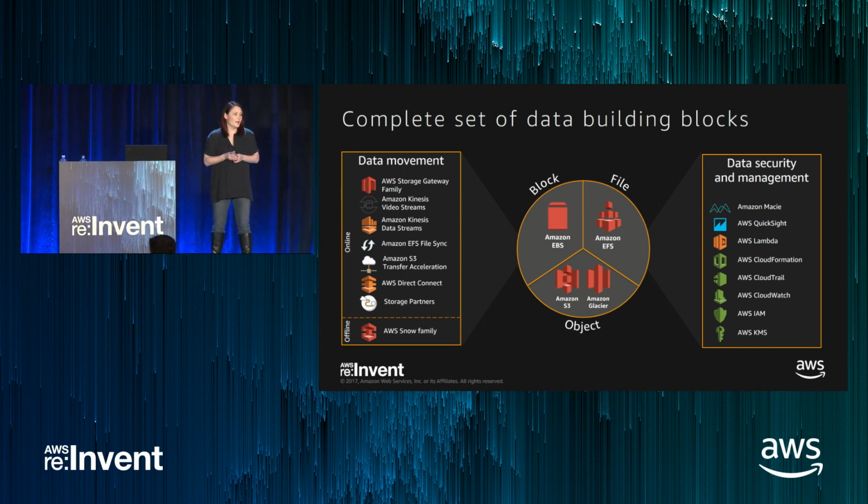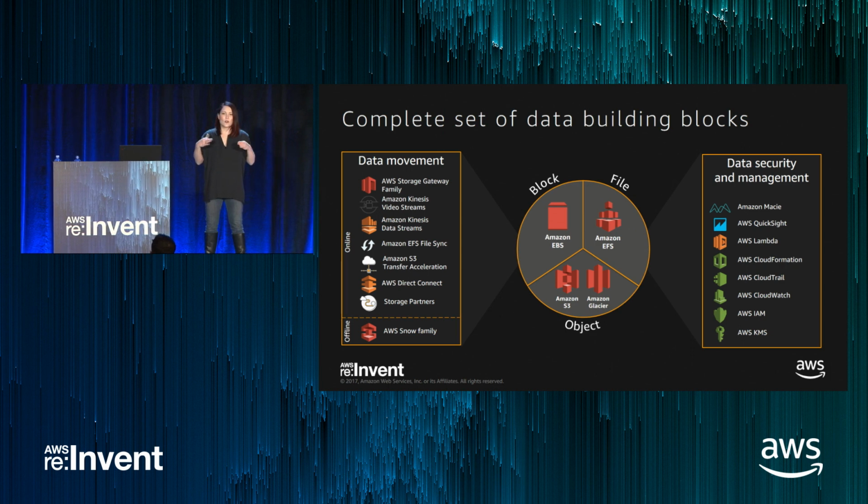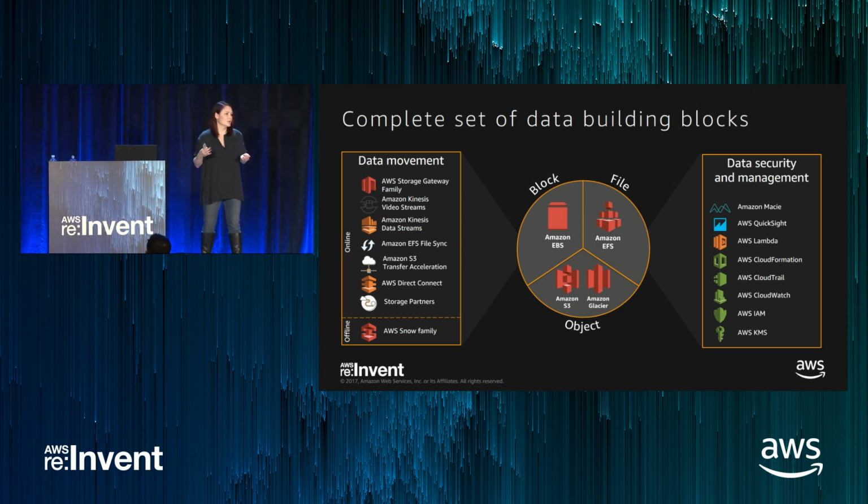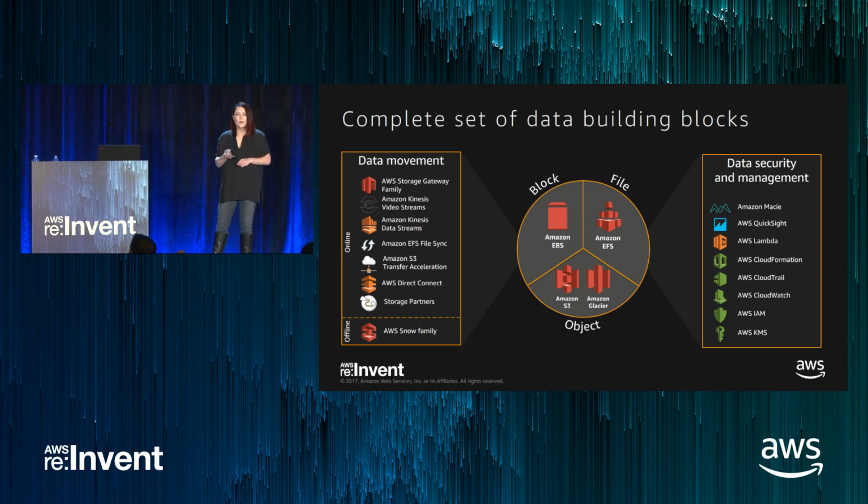Then we've got file-based storage, and with file, rather than interacting directly at a byte level, you're abstracted up a layer using file system semantics like NFS. So our service there is EFS. Then lastly, there's object storage, which is abstracted up even a layer further, and there your application talks with a RESTful interface like HTTP with a web service with APIs.